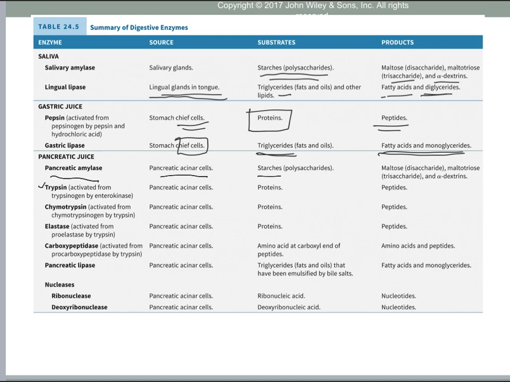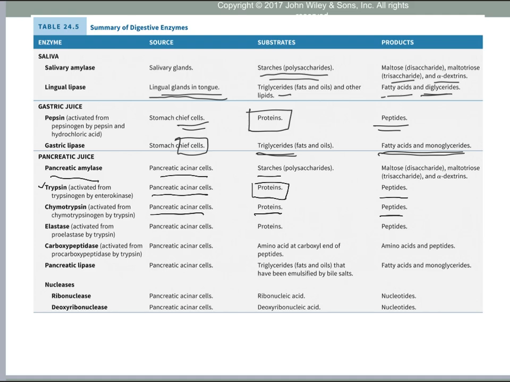Trypsin is going to be activated by trypsinogen, and this is going to be by enterokinase. We're going to see pancreatic acinar cells are going to be secreting this trypsin. That's going to help break down proteins, the product, peptides. Next is chymotrypsin. This is going to be activated from chymotrypsinogen by trypsin. The pancreatic acinar cells are secreting this as well. We're breaking down proteins into peptides. So you see the importance of protein degradation here.